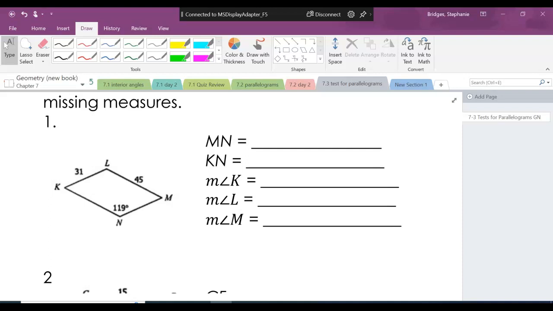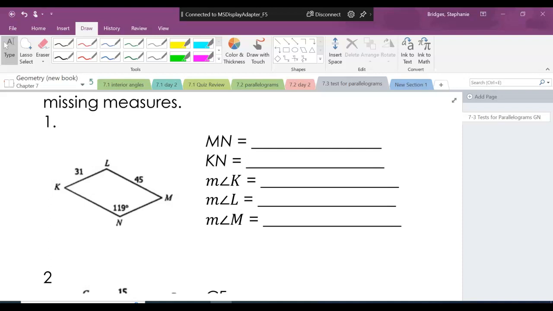And then there's your side. And this is inside, that's an angle. So MN is going to be the same as whatever's across from it. Oh, the L would be what I just had.